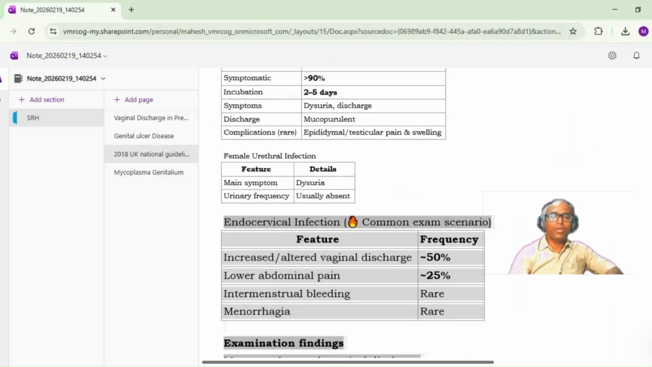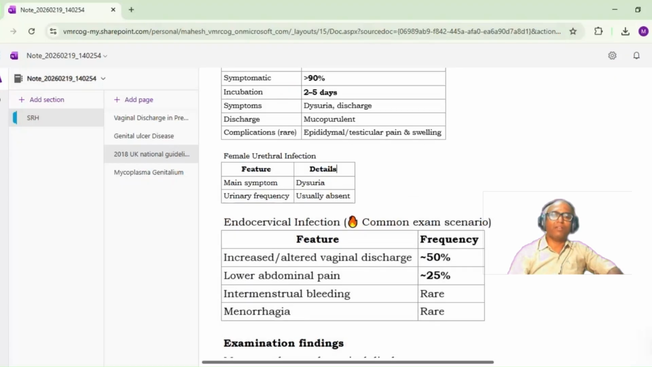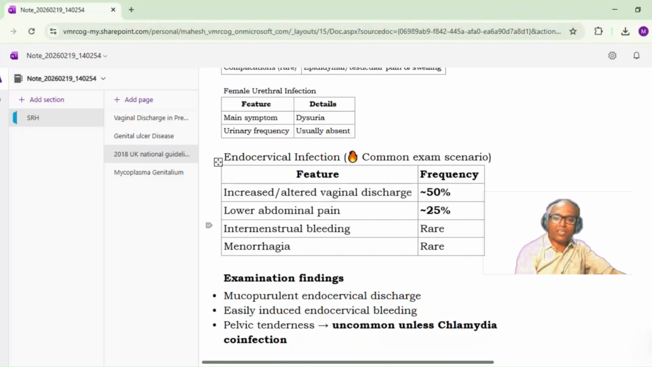If it is a female urethral infection, the main symptom will be dysuria, and urinary frequency is generally not seen. If it is an endocervical infection, the patient will present most commonly with vaginal discharge, in around 50% of cases. Lower abdominal pain, intermenstrual bleeding, and menorrhagia are not very common. Examination findings in gonorrhea: mucopurulent endocervical discharge, easily induced endocervical bleeding, and pelvic tenderness, which is not very common unless there is a chlamydia co-infection.